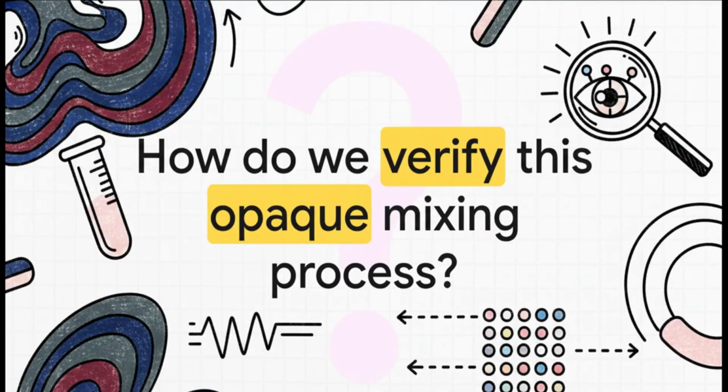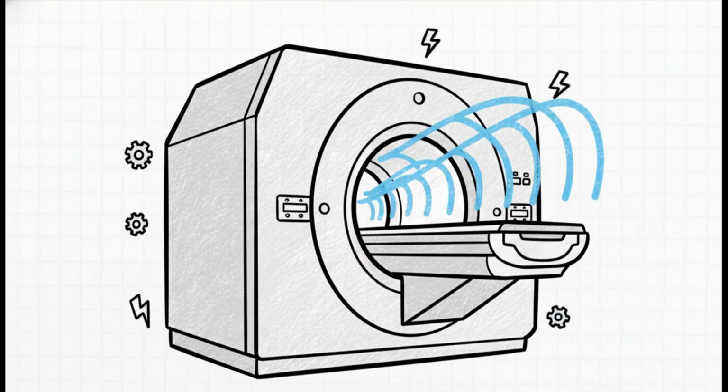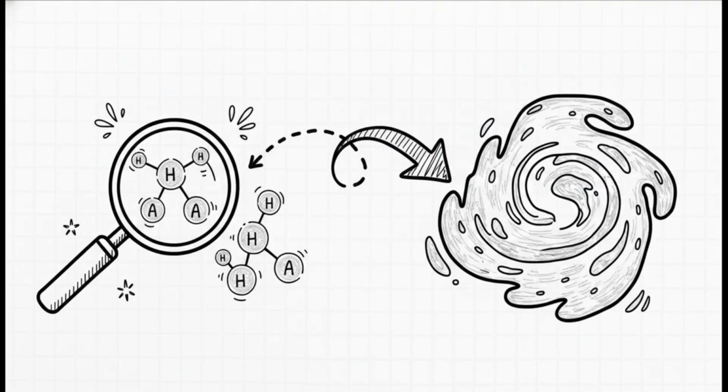But here's the huge engineering blind spot. How do you actually verify what's happening inside opaque pipes? The completely unexpected answer? We use a hospital staple, magnetic resonance imaging, or MRI. MRI probes tiny micron-level structures by detecting mobile hydrogen atoms hidden right inside the fluid.